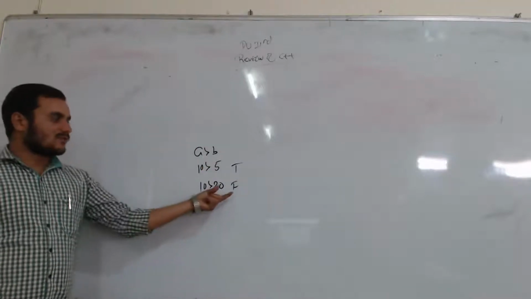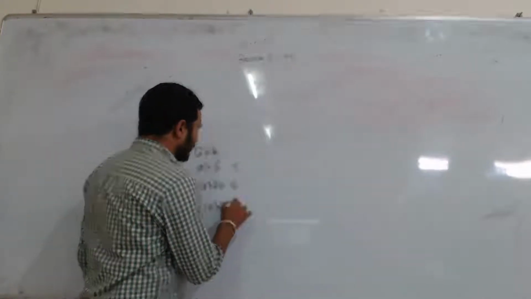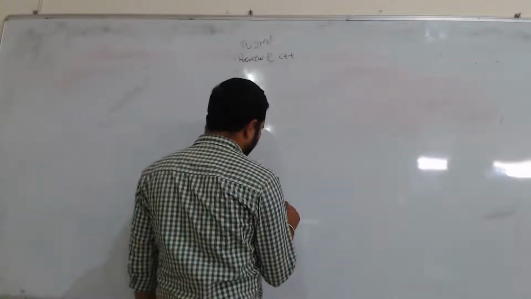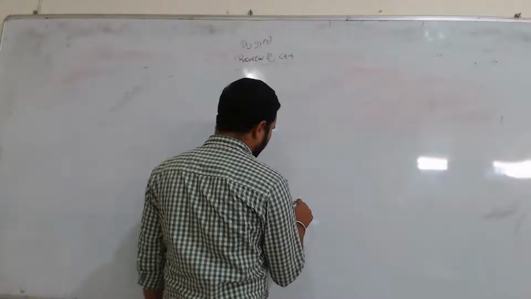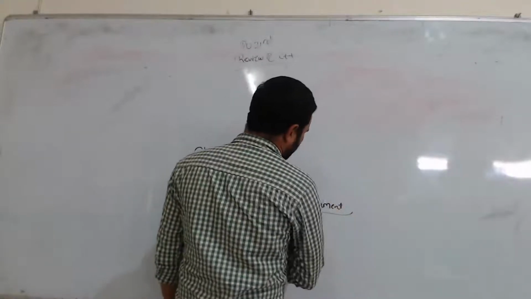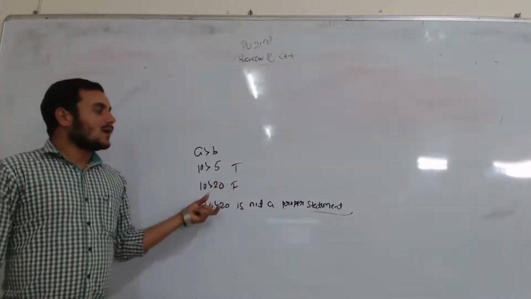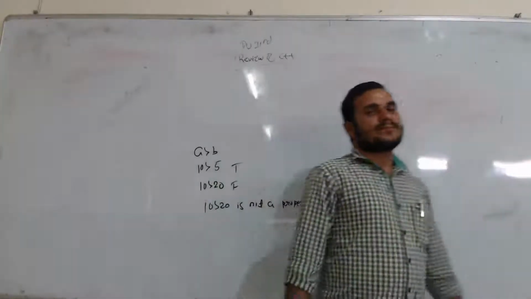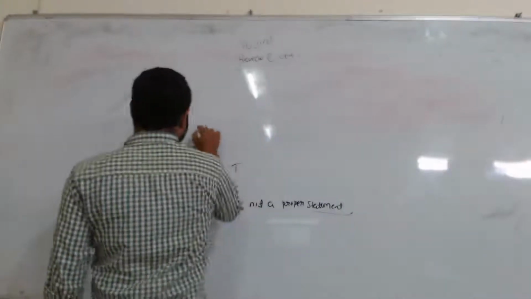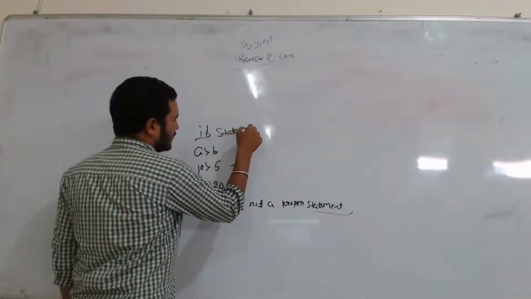So when the condition is false, the loop comes out from the condition. Okay, so this is what the if statement is.